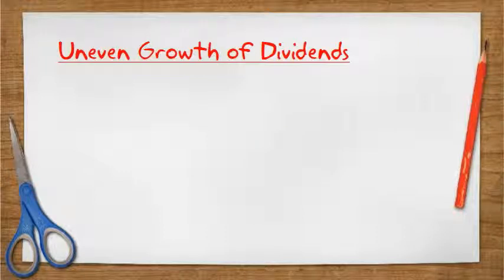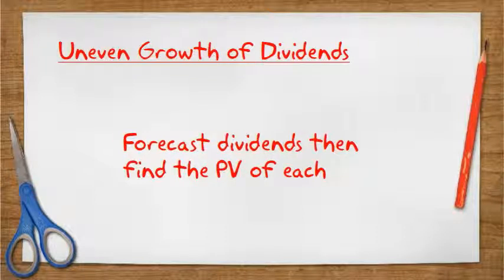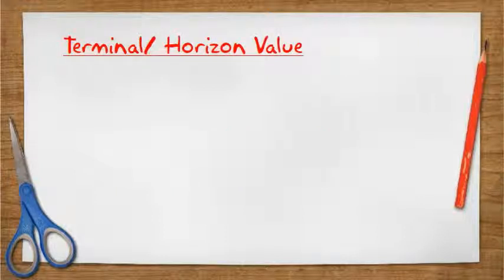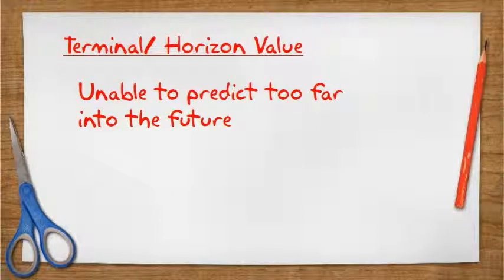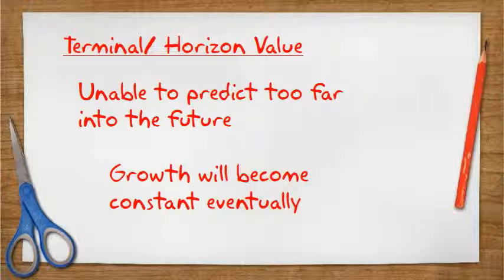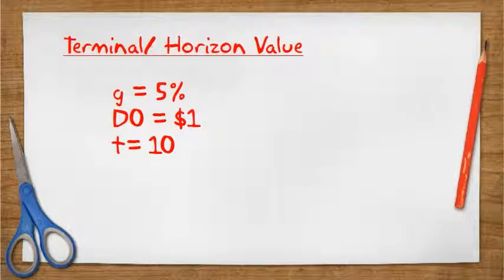If a firm's dividends do not grow at a constant rate, we then need to find the projected dividends and then discount those values back to the present. It is difficult to predict the growth rate too far into the future, so we have a terminal or horizon date, which is the date when the growth rate becomes constant. At this point, we are able to use the constant growth model to find the horizon value of expected dividends after this date.